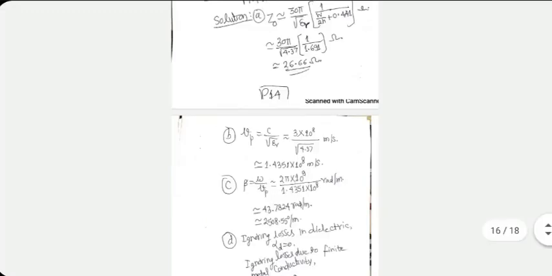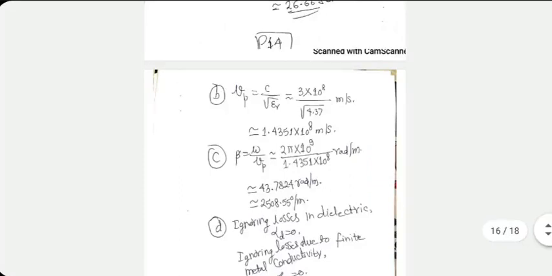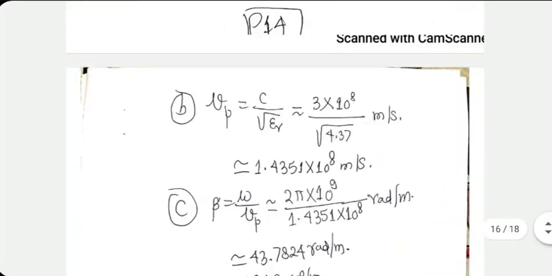Okay. Now other things, Vp will also change. It will go down now. It will become C divided by square root of 4.37, so it goes to a value below the speed of light. The wave in a dielectric filled strip line will travel slower than in an air filled line. The actual number you can verify.